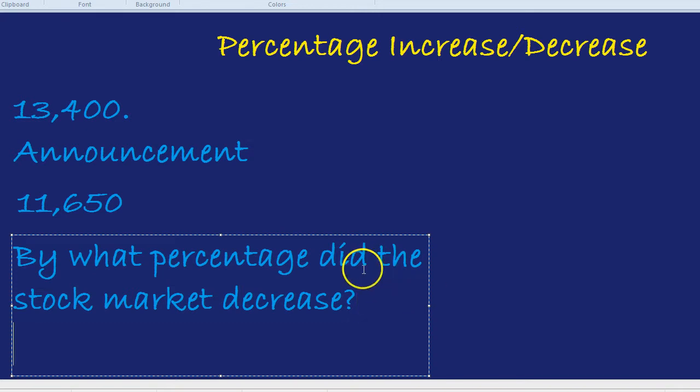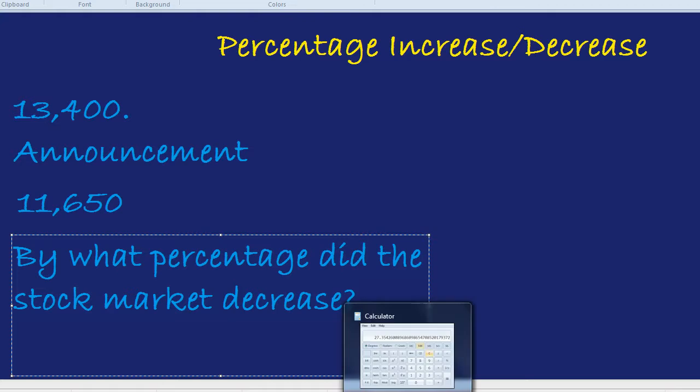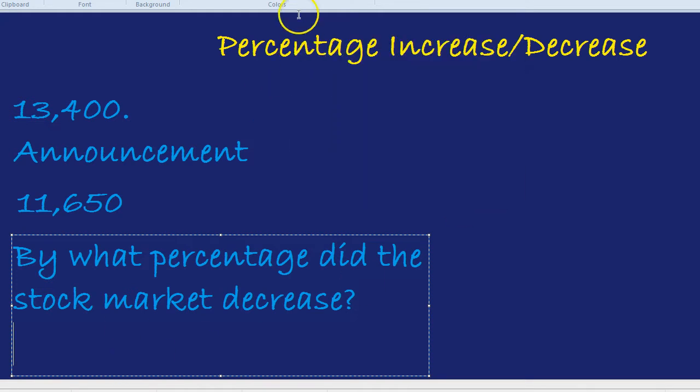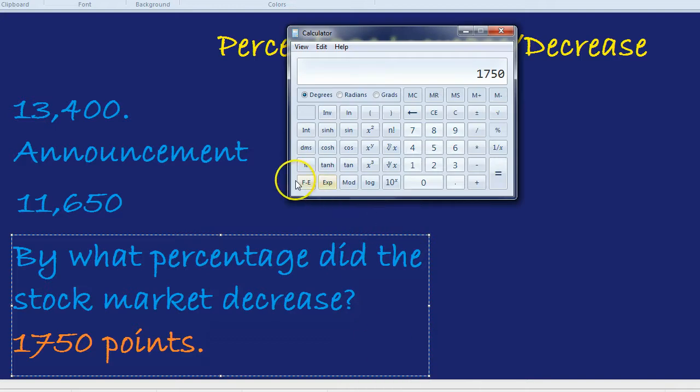It just makes it a lot more compact and accessible for some people to hear. To work out a percentage increase or decrease, first you need to work out how much it's actually gone down or up. In this question, you would do 13,400 take away 11,650, and that would tell you how much it's gone down. So it's gone down by 1,750 points.